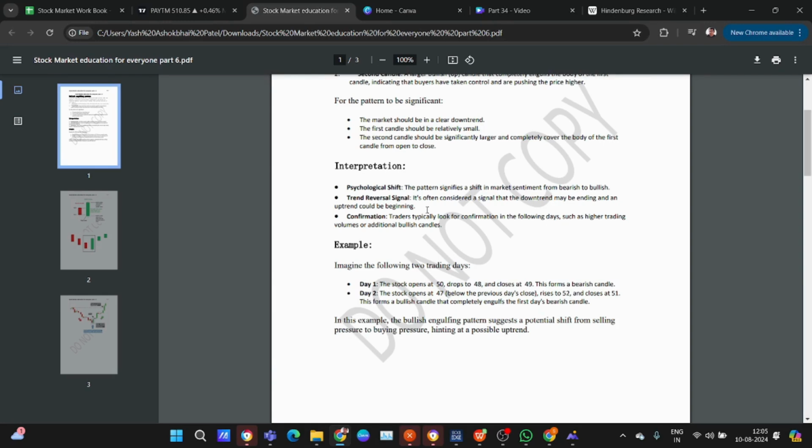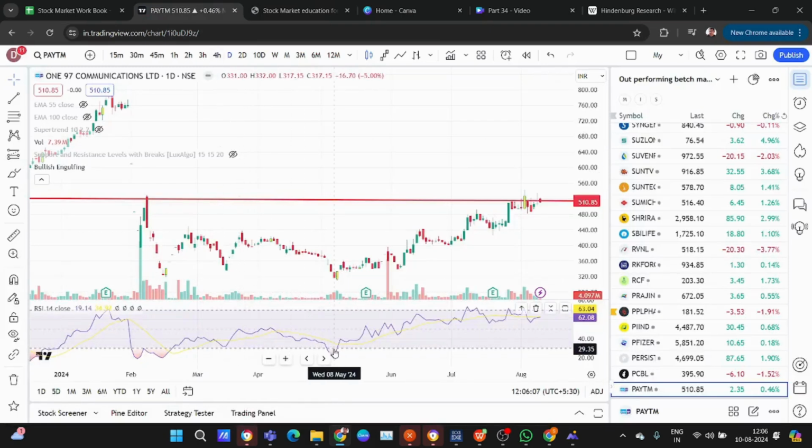Third, confirmation. Traders typically look for confirmation in the following days, such as higher trading volume, an additional bullish candle, or any other signal of a trend reversal.